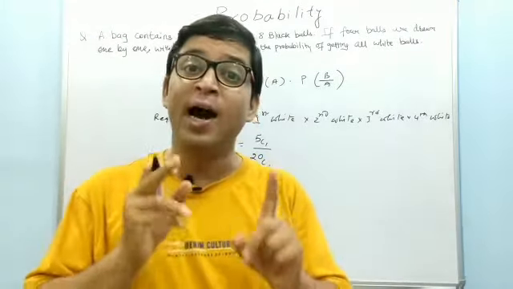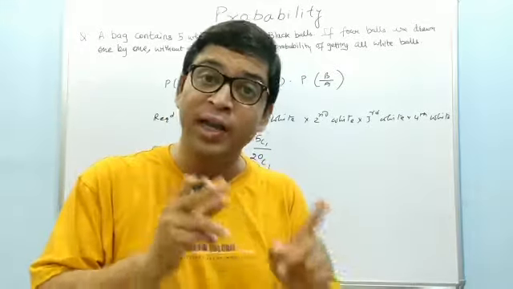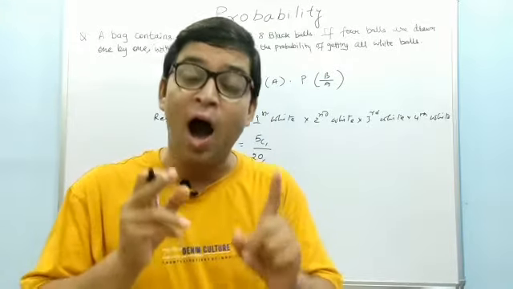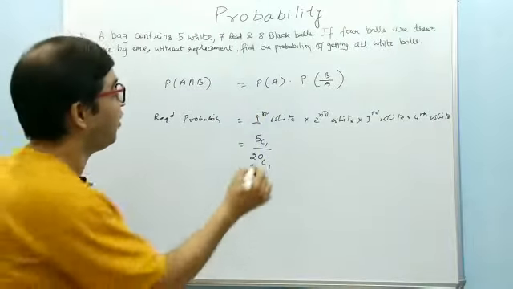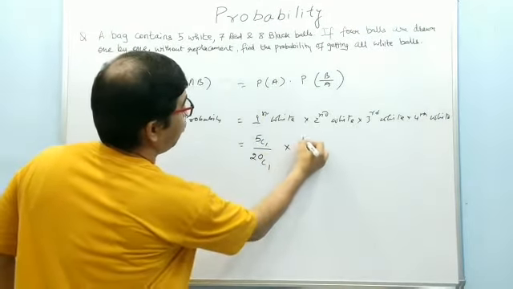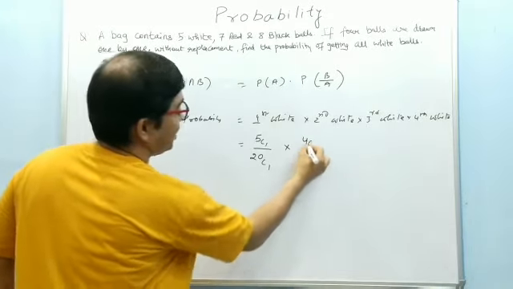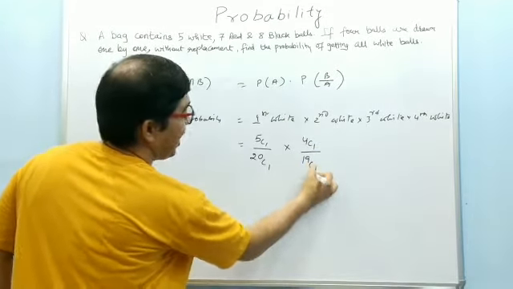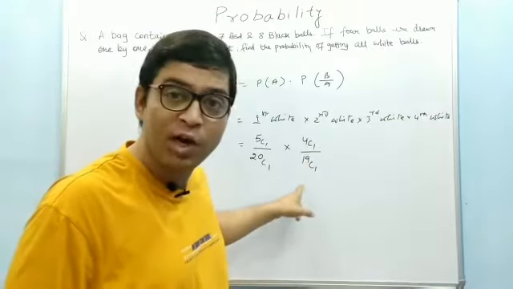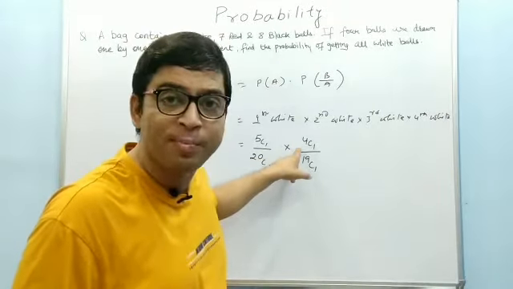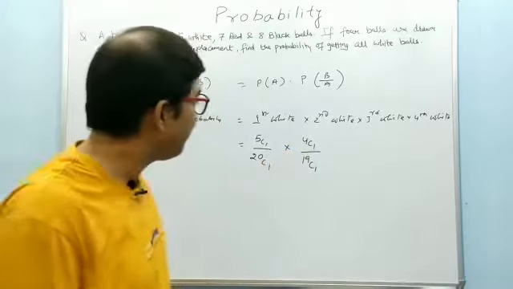So now we are left with only 19 balls, out of which 4 are white because one white has been drawn. So out of 4 white we can draw one in this fashion and 19 balls are left. This is favorable outcome by total outcome, the favorable possibilities by total possibility.